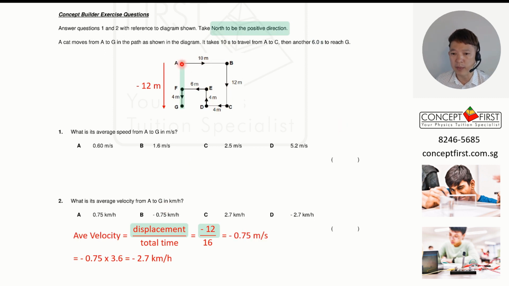For the average velocity, here, this is the displacement from A all the way to G. I know that you can see it is 12 meters, but I'm going to be very careful because north is defined in this question to be positive. So going from A to G is a southward movement direction, so it is -12. So the displacement is negative, you get this value. Now, a little bit tricky because what we have here is meters divided by 16 seconds in total, so it's -0.75 meter per second. But all these are in kilometers per hour, so we do that conversion. You multiply 3.6 to get this. Answer is D.